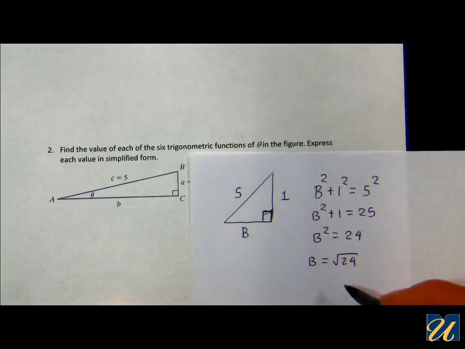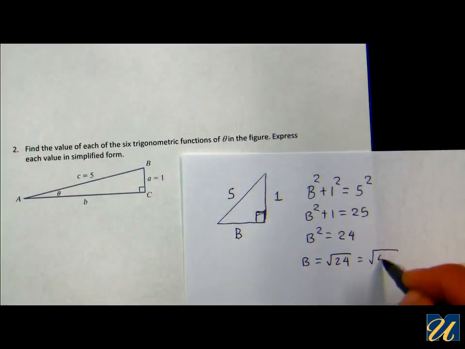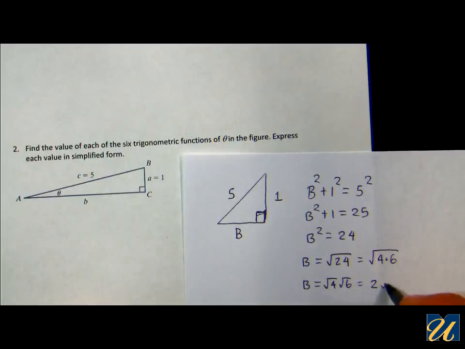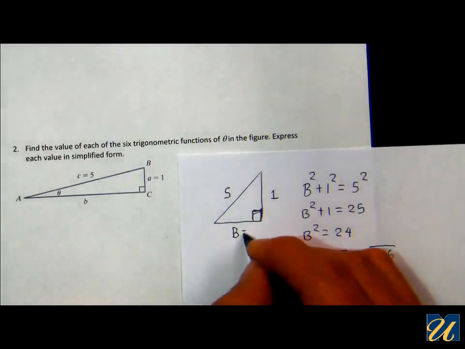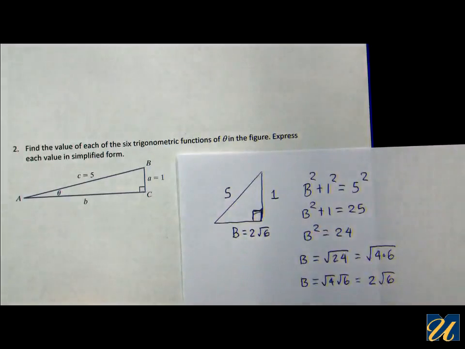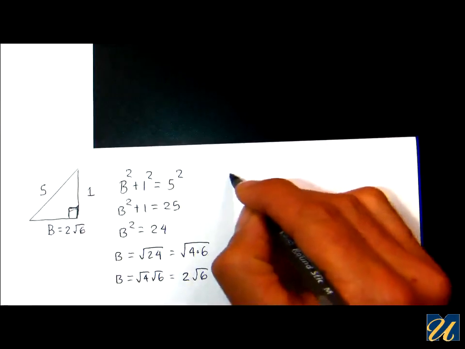Square root of 24 we can simplify to be 4 times 6. I'm choosing 4 and 6 so that we can break that up to be root 4 times root 6. So 2 square root 6 is the length of side B. So I'll put that in here, 2 square root 6. Okay, now we have all 3 lengths. So now it's a matter of just writing down the answers to the 6 trig functions and simplifying if need be. So we'll do the sine.